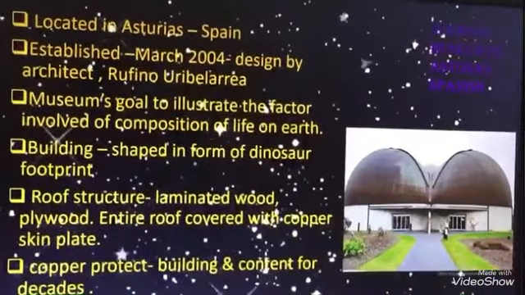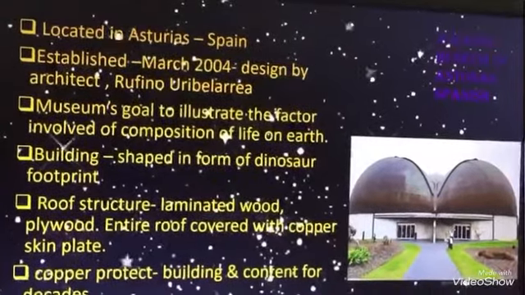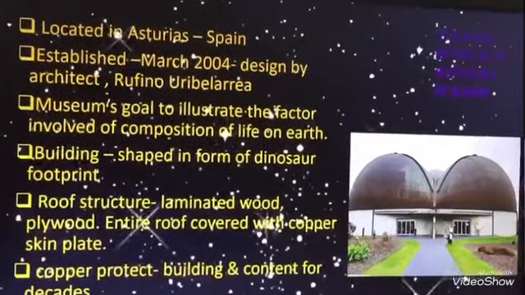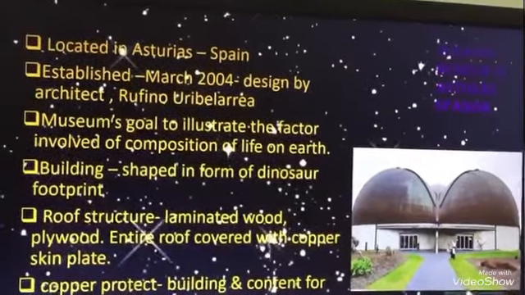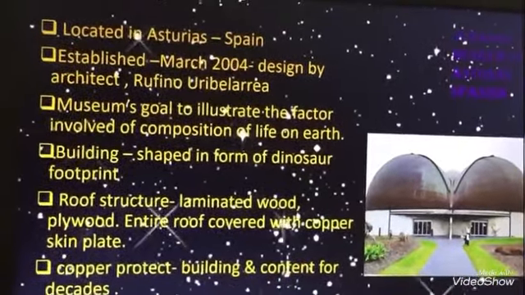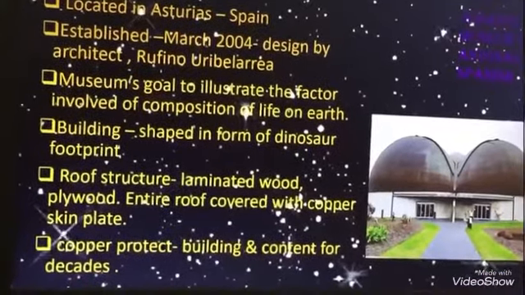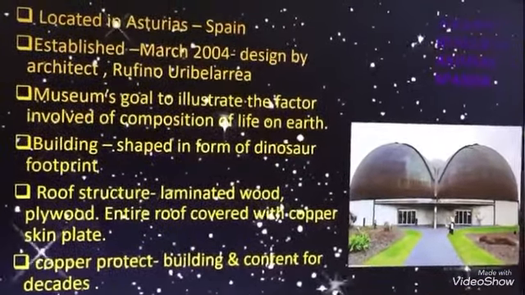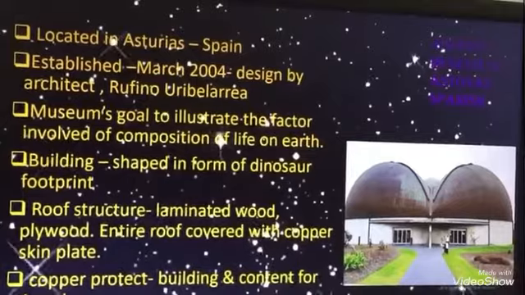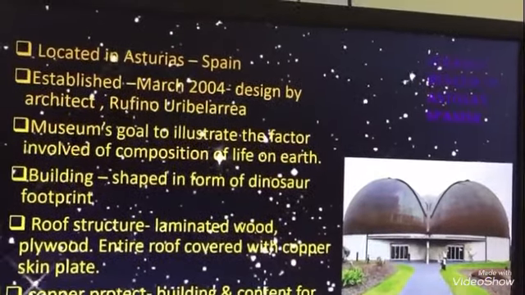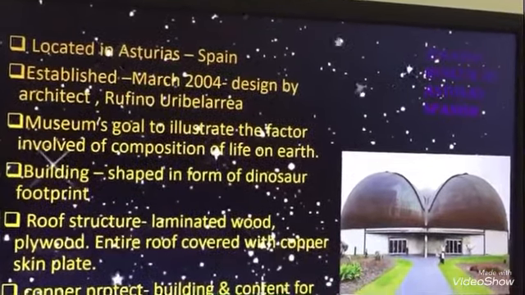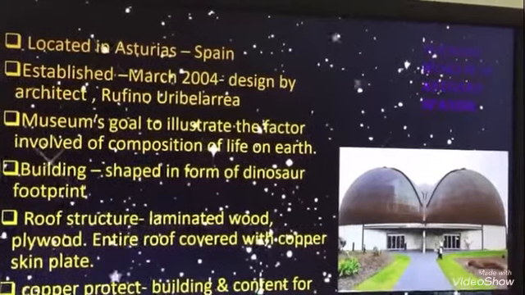The roof structure is laminated with wood and plywood. The entire roof is covered with copper skin plate. That means the roof structures are laminated with wood and plywood, and the roof tiles are covered with copper. The usage of copper in this building is to protect the building and its contents, a structure built to last many years.